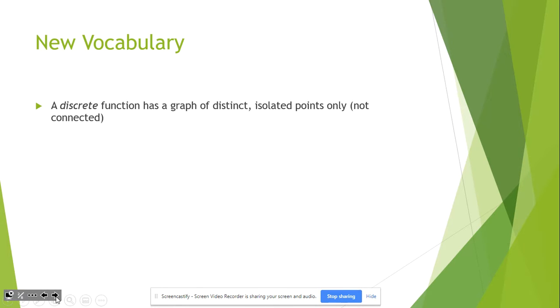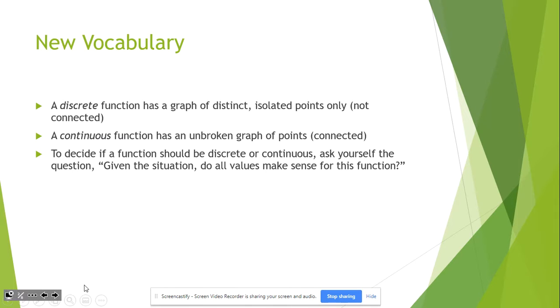A discrete function has a graph of distinct, isolated points only. In other words, these points on a graph are not connected. A continuous function, however, has an unbroken graph of points. In other words, we take all of the points and we connect them.